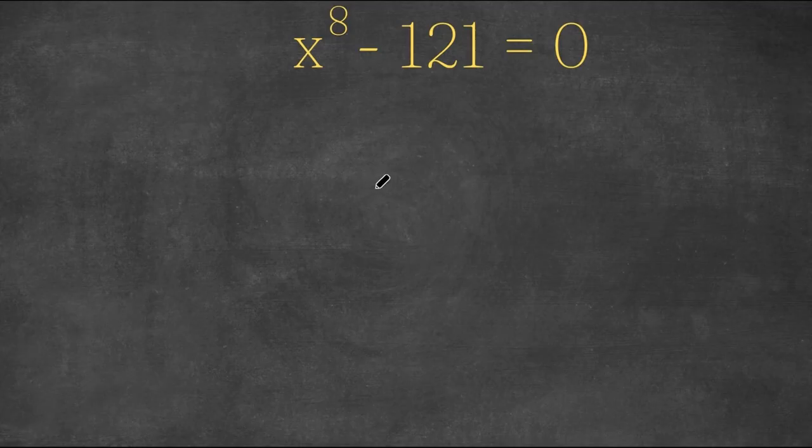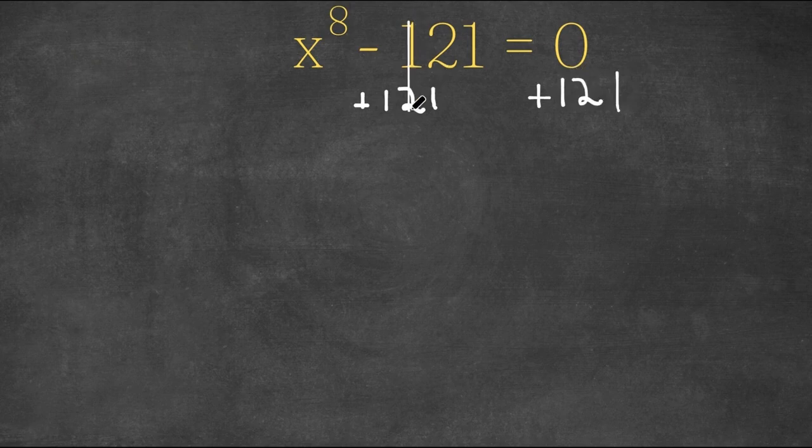In today's video, I'm going to be teaching you guys how to solve this exponential equation. So we have x to the power of 8 minus 121 equals 0. What we're first going to do is add 121 on both sides to isolate x. We want to isolate x, so we're going to get rid of the negative 121 on this side. These two cancel out because 121 minus 121 is 0, so we're left with x to the power of 8 equals 0 plus 121, which is simply 121.